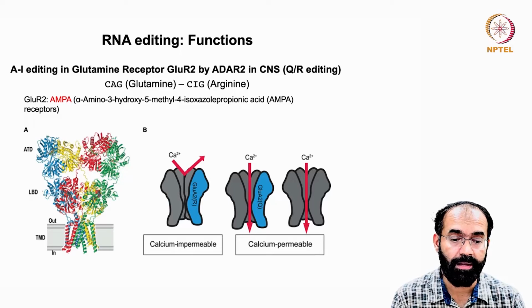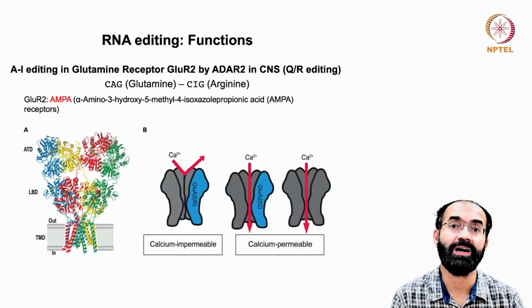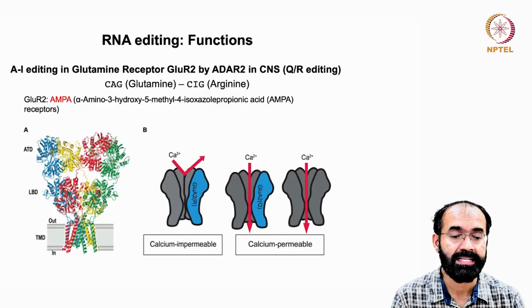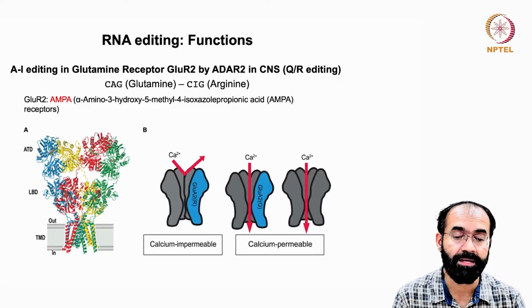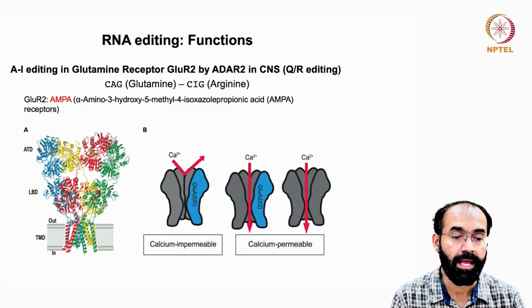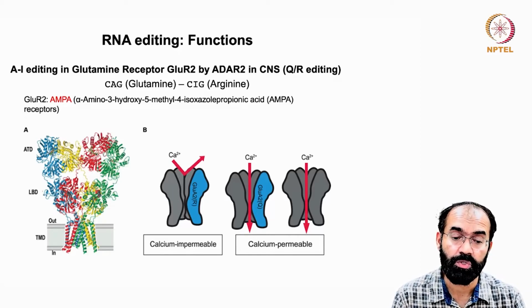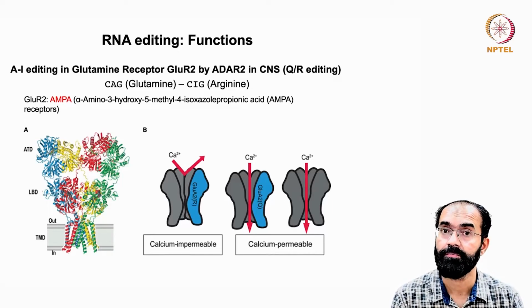Whereas if this glutamine is changed into arginine because of RNA editing, where CAG is becoming CIG, glutamine is no more coming, but instead arginine is coming in the GLUR2 subunit of this AMPA receptor. It does not allow entry of this calcium. It will allow sodium. Okay.